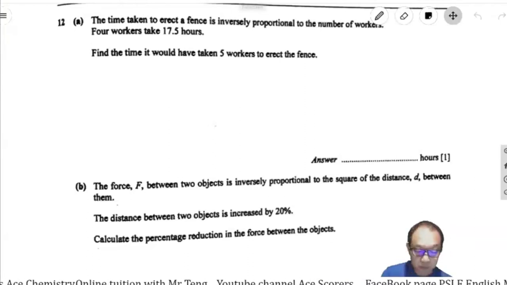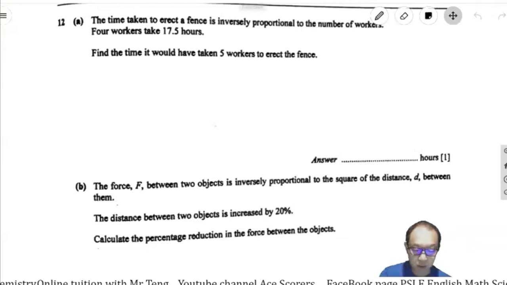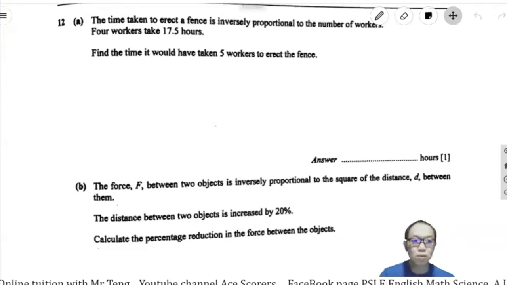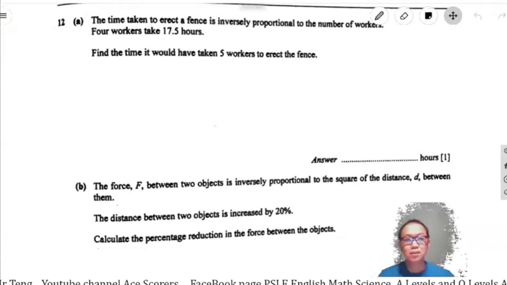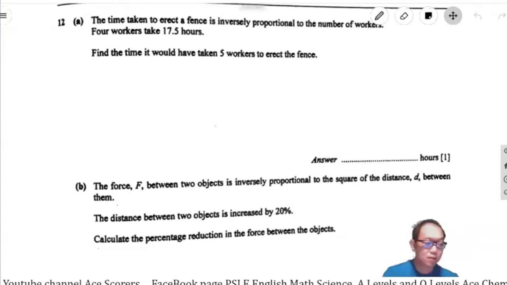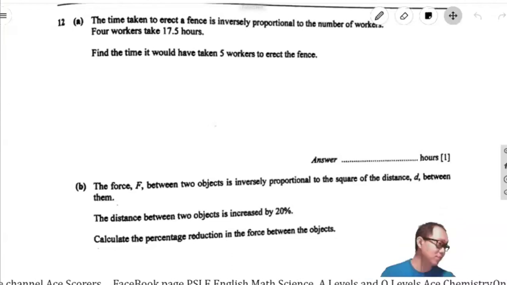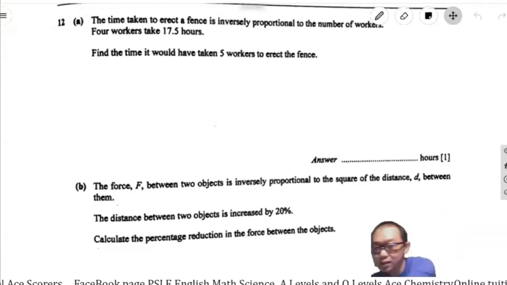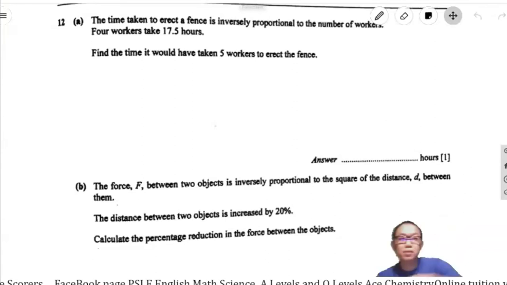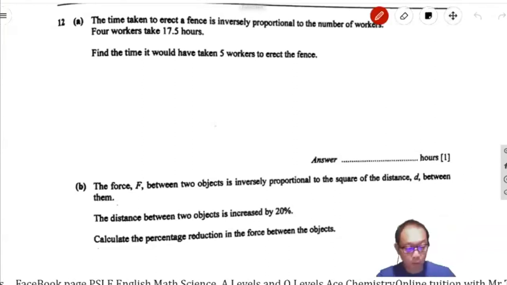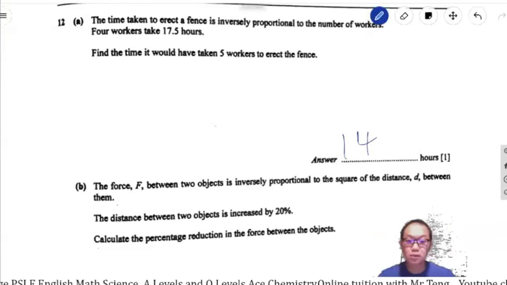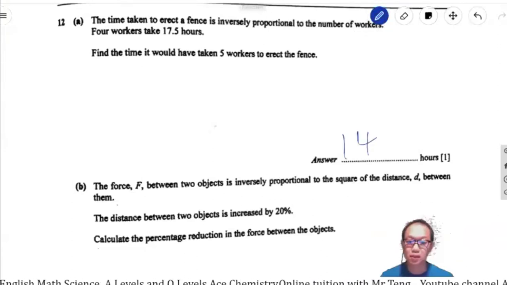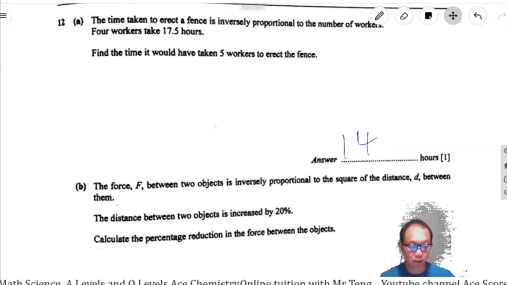Four workers take 17.5 hours. Do you know? Wait, this is serious, right? Do you know 12A? Okay, what's the answer, Amelia? 14. Yay, 14 is correct. Okay, did everyone get 14 for this? Yes. Okay, everyone got 14. That's great. Then how about B? What would your answer be for B?